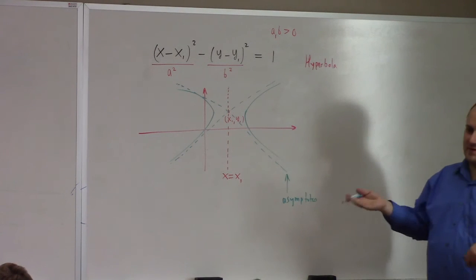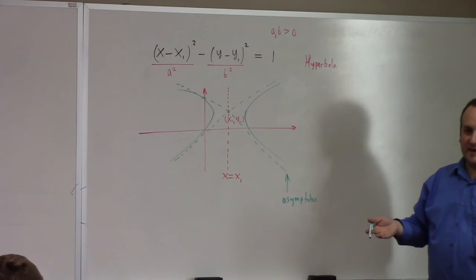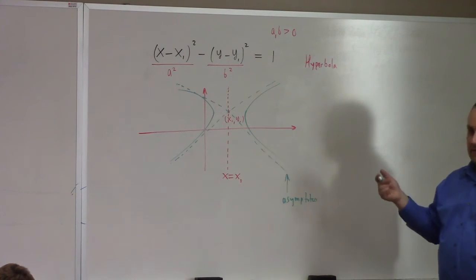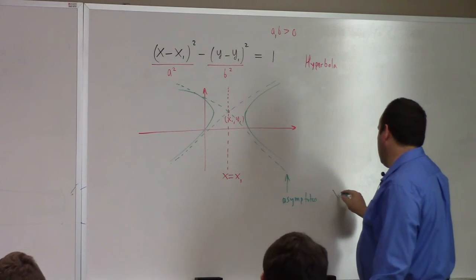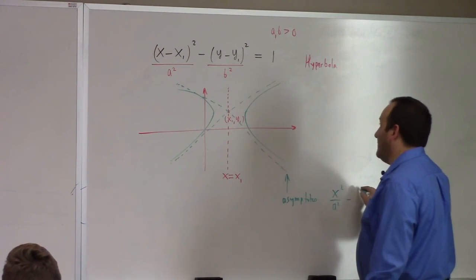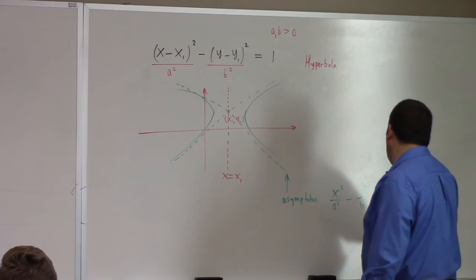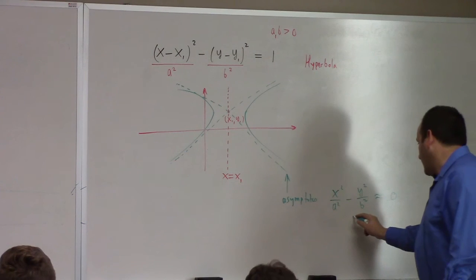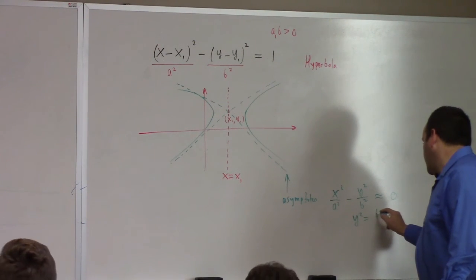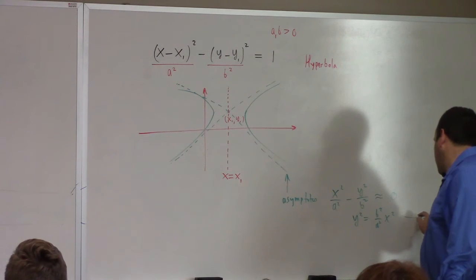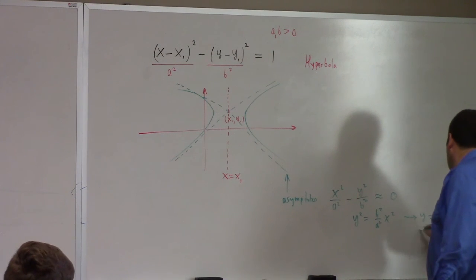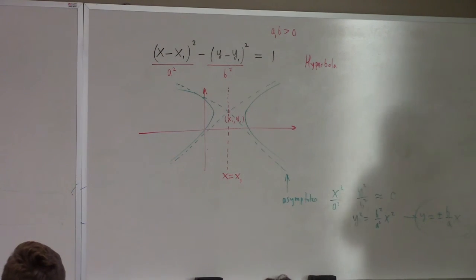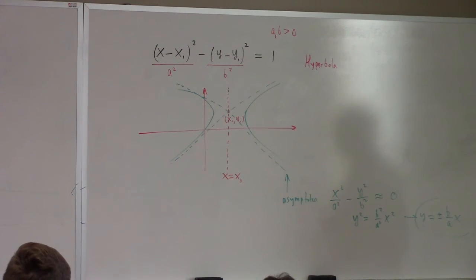Basically, for asymptotes, x1 and y1 are irrelevant. Essentially, x and y are huge, and 1 is stupidly small. So basically, you're looking at x squared over a squared minus y squared over b squared equal to 0 asymptotically. In other words, y squared is equal to b squared over a squared times x squared. That is, y is equal to plus or minus b over a times x. Those are your asymptotes for this hyperbola. That's how to think of them intuitively. They're just helpful for graphing.